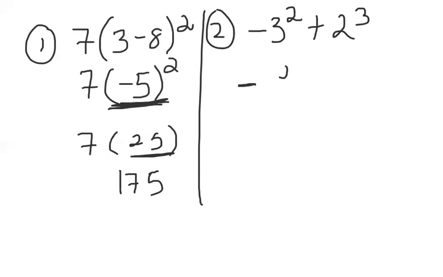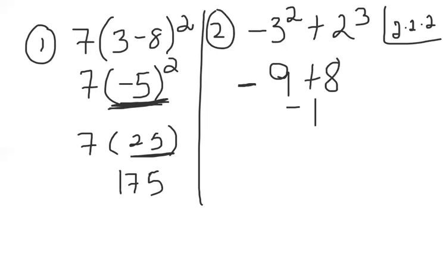3 squared is 9. And then 2 cubed, guys, means 2 times 2 times 2. So when you multiply those 3 together, you get 8. And then you add, so you end up with a negative 1. All right. So that was the second problem.